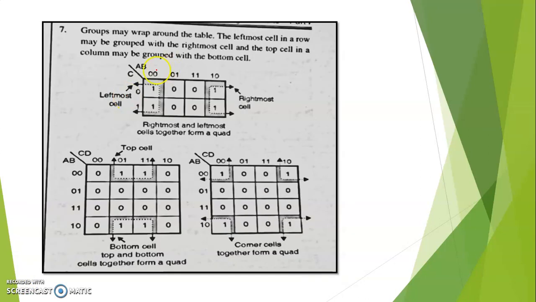Next, groups may wrap around the table. The leftmost cell in a row may be grouped with the rightmost cell, and the top cell in a column may be grouped with the bottom cell. So this is a right one. You can see here. This is a leftmost cell, this is a rightmost cell, this is fine. This is a top cell, this is a bottom cell, this is fine. And the corner cells are also fine. So we'll get this one.